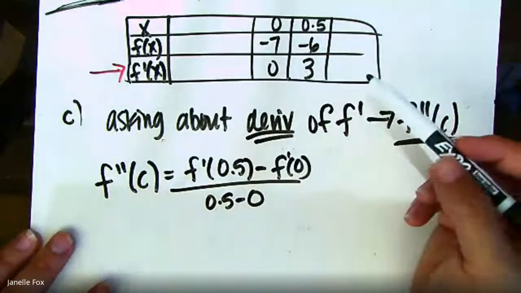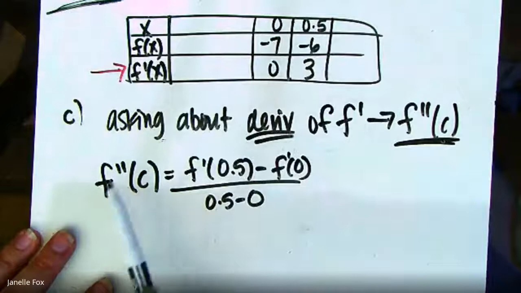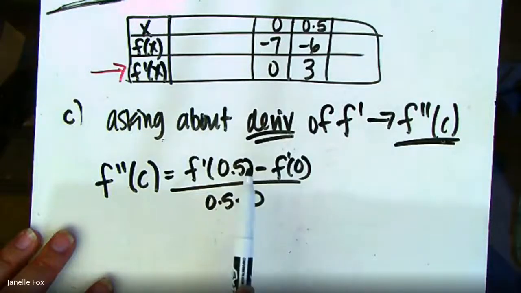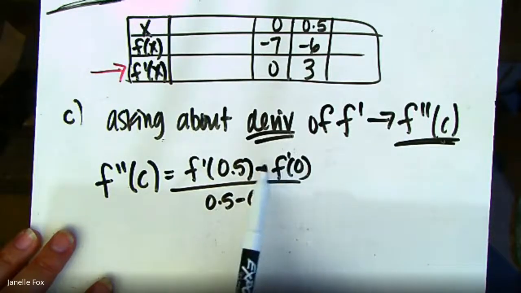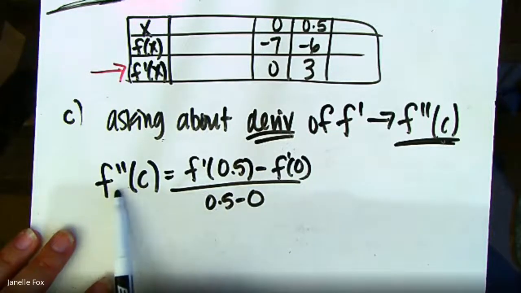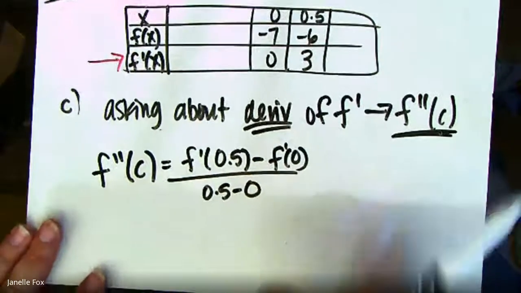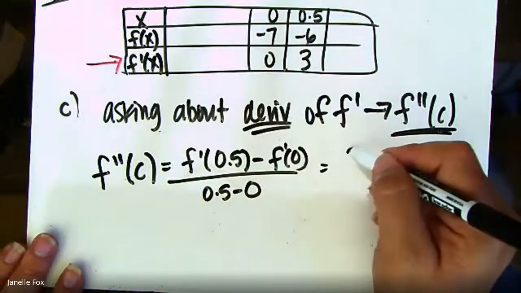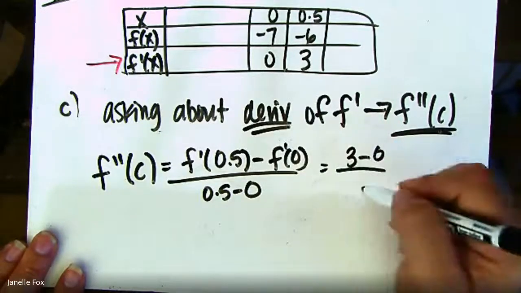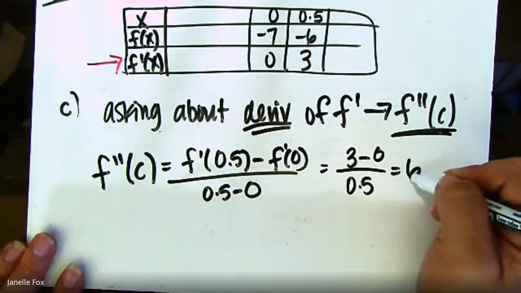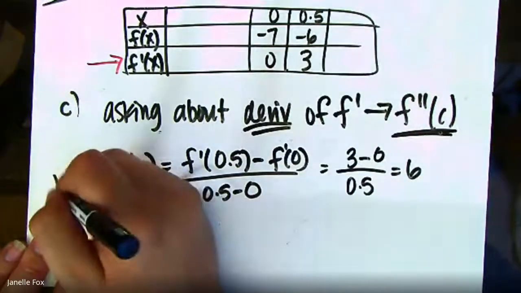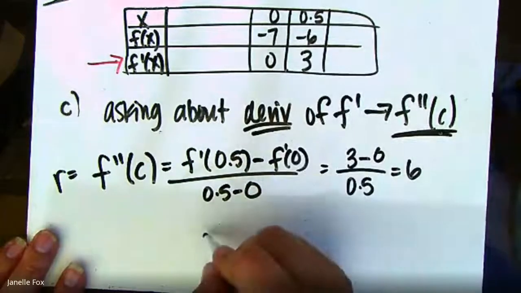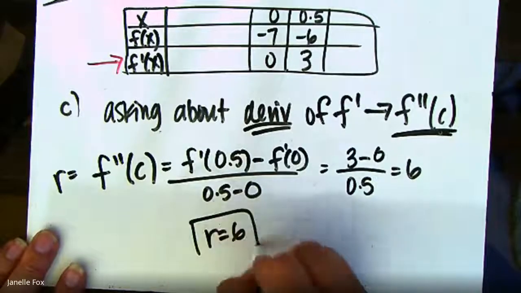I know it's weird that we're doing it with the second derivative. Normally this is the first derivative and this is the function value, but we're just bringing it down a level. So this is the first derivative that we're using for our regular secant slope, and this is our second derivative, the slope we want to match to the secant. What they did in this question is put in the numbers: 3 take away 0, over 0.5, which turns into 6. So R equals 6, where R is equal to f double prime of c.